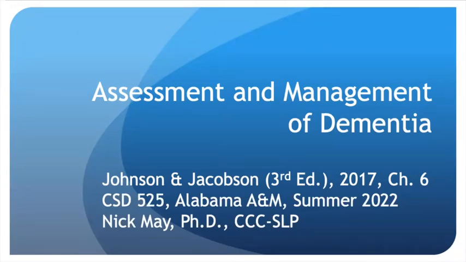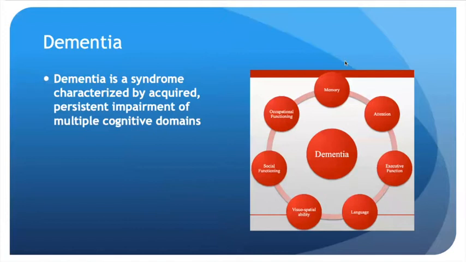This one is on assessment and management of dementia, chapter 6 in the J&J. So dementia is a syndrome characterized by acquired persistent impairment of multiple cognitive domains. It can affect memory, and that's the one that everyone is familiar with, but it can also affect attention, executive function, and it can eventually impact language, visual spatial ability, social functioning, and obviously occupational functioning.